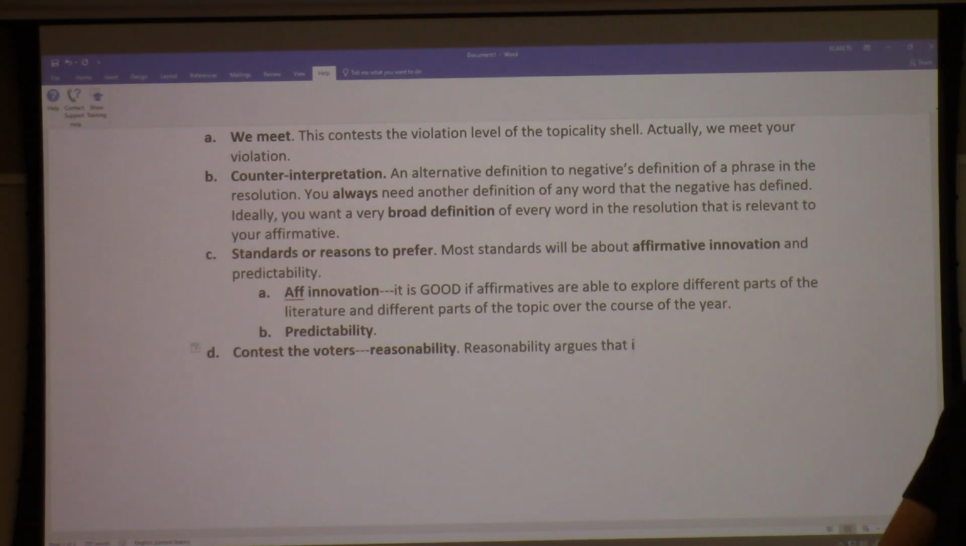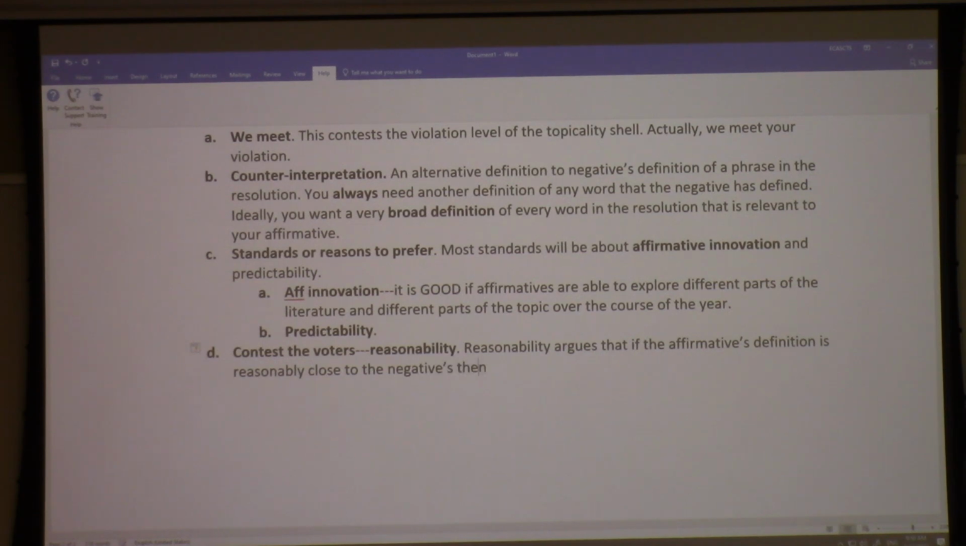So reasonability argues that if the affirmative definition is reasonably close to the negative's, then that should be enough to not vote on topicality. So the way that I like to think about reasonability is that it is an impact calculus argument.